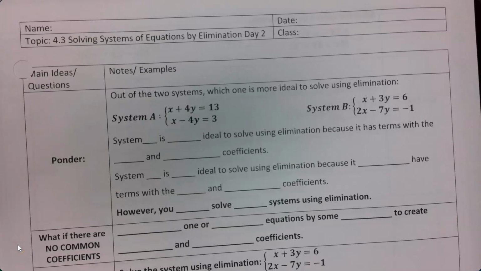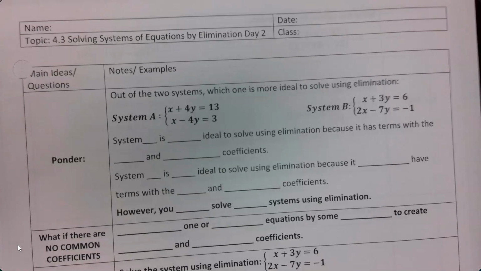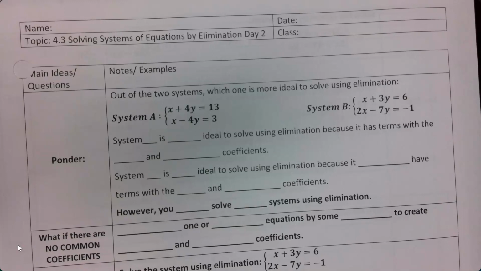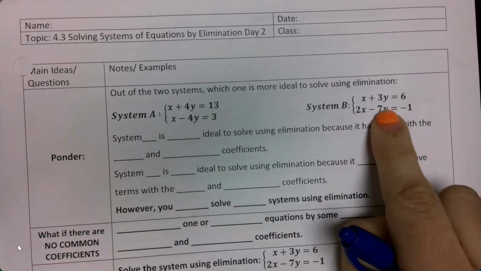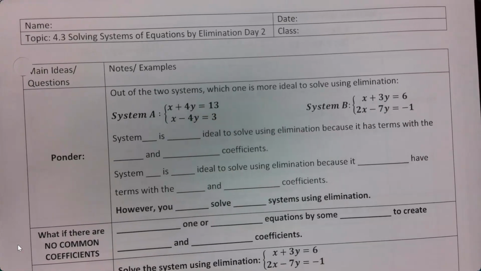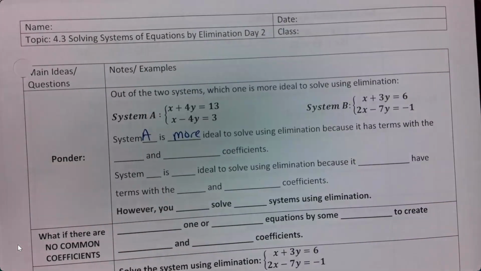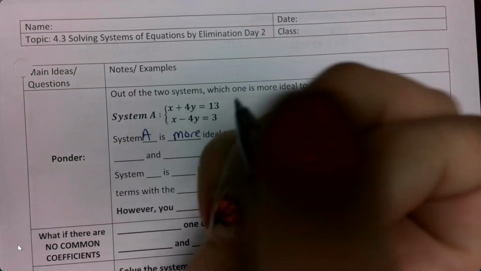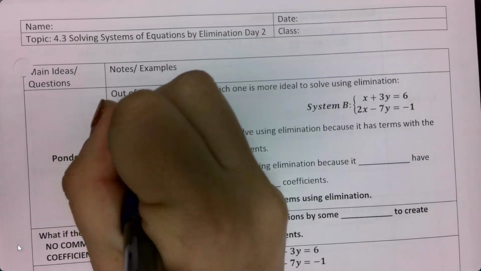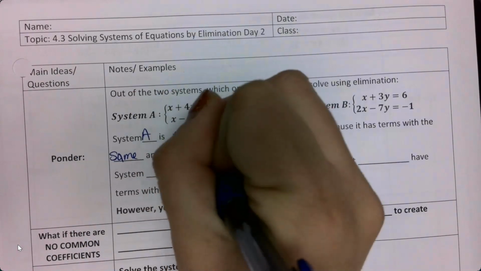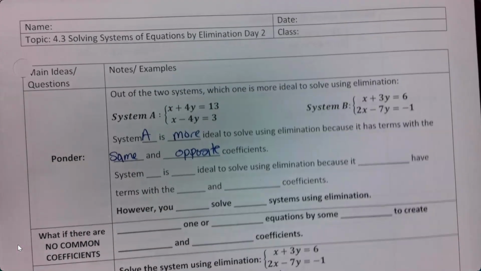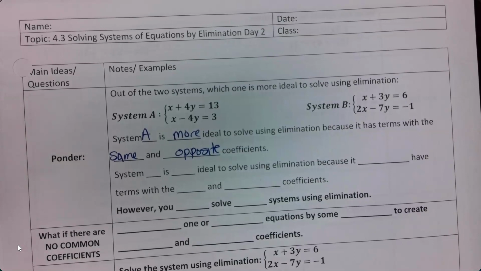Okay, so today we are solving systems by elimination again, and this time our systems might look a little different. So first thing we want to look at is, out of the two systems, which one is more ideal to solve using elimination? This first system or the second system? So system A is more ideal to solve using elimination because it has terms with the same and opposite coefficients. So if I look at it, the y terms both have 4, and they are opposite signs.